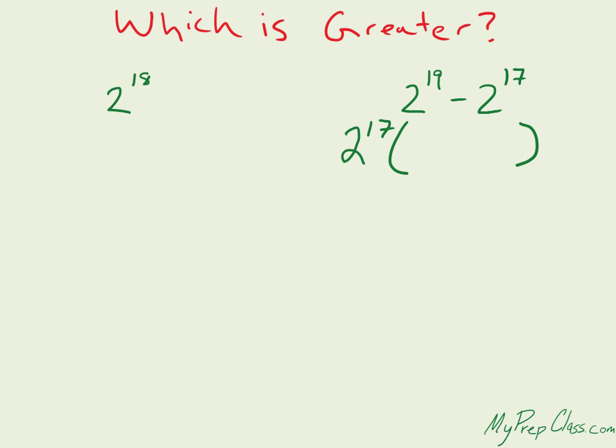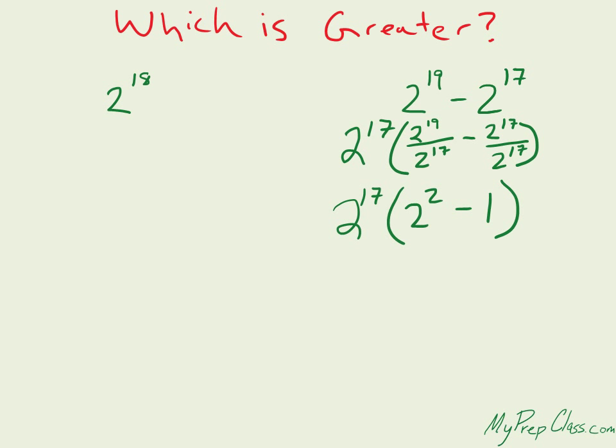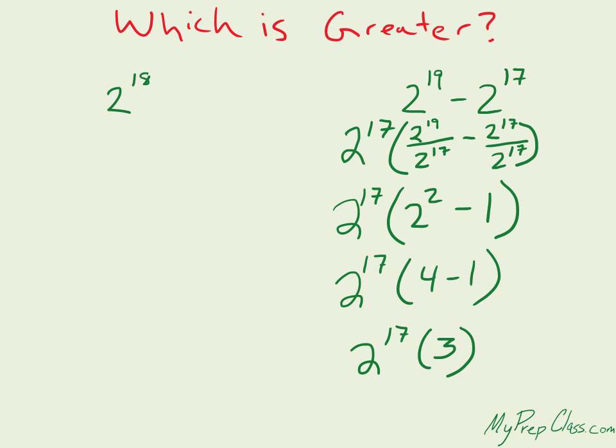So I know I can get all 17 2's. So I'm going to first pull out that 2 to the 17th. And that's going to leave me with 2 to the 19th over 2 to the 17th minus 2 to the 17th over 2 to the 17th. That simplifies as 2 to the 17th times 2 squared minus 1. 2 squared is 4. So I've simplified this expression to 2 to the 17th times 3.